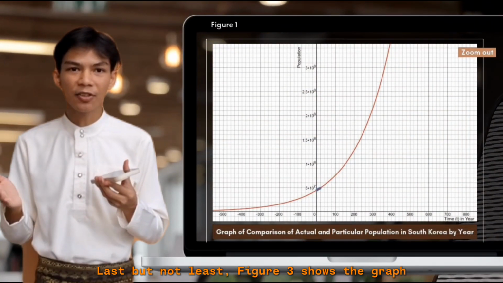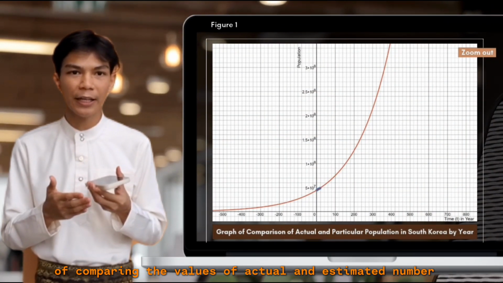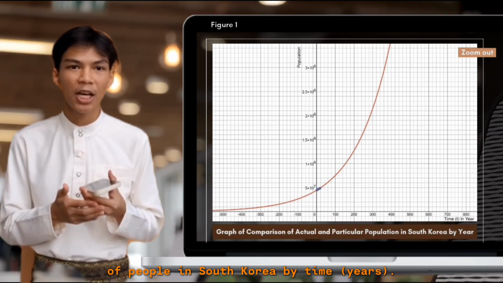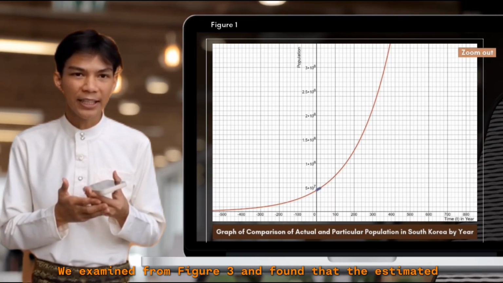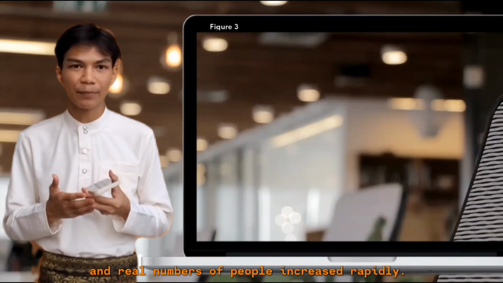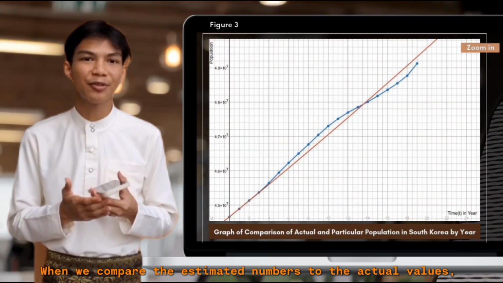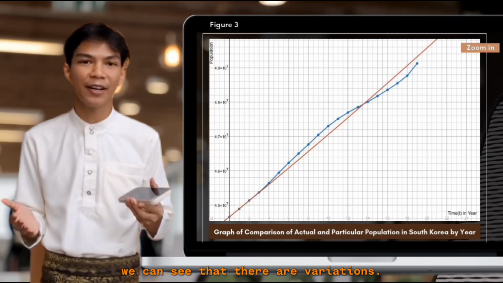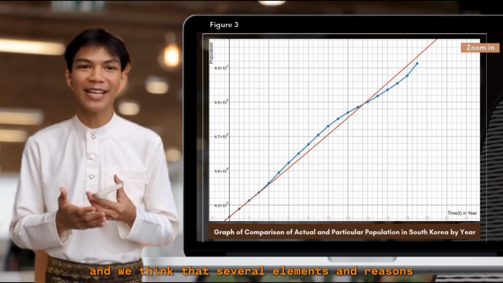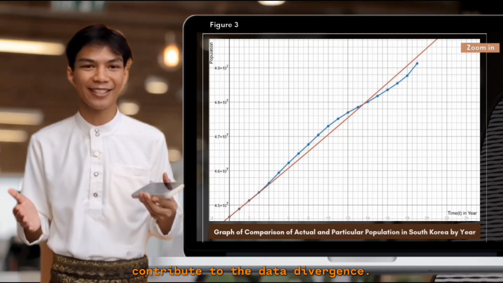Last but not least, figure 3 shows the graph of comparing the actual and estimated number of people in South Korea by time. We examined figure 3 and found that the estimated and real number of people increased rapidly. When we compare the estimated numbers to the actual value, we can see that there are variations. As a result, there exists error, and we think that several elements and reasons contribute to the data divergence.